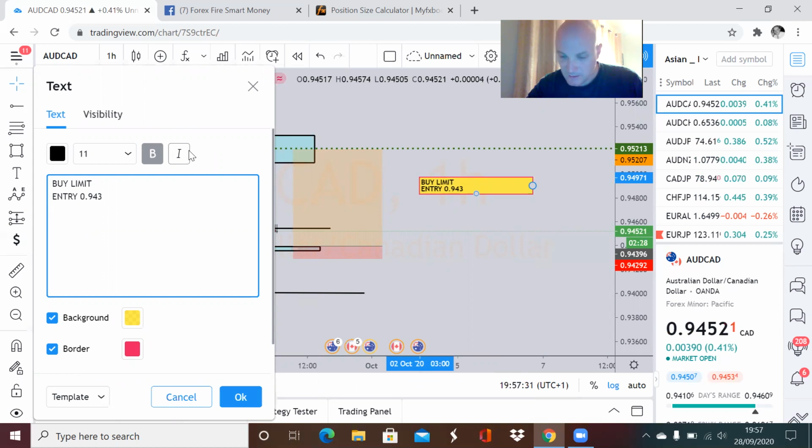Entry 0.94339. I'm going to put 95 because I like to have a 0 or a 5 at the end of it, to be fair. From there, we're going to have an SL of 0.94290 rather than 0.94292. TP, we're going to have as 0.952. I'm going to bring that down that little bit more.